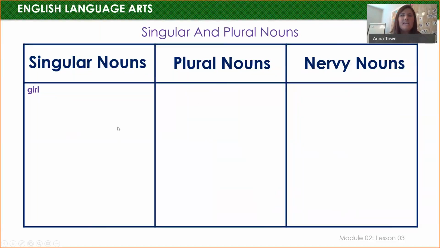Beach. Beach is singular. We're talking about one beach. Apples. Plural. 2, we're talking about more than one apple. Okay, let's do house. Singular. We're talking about one house. Okay, let's move on to dogs. Plural. We're talking about more than one dog.